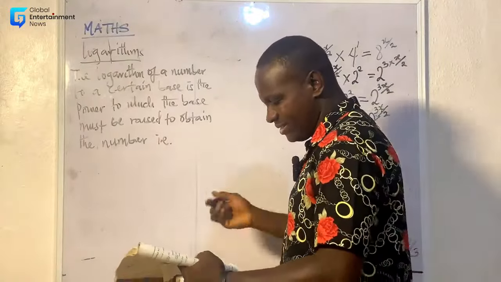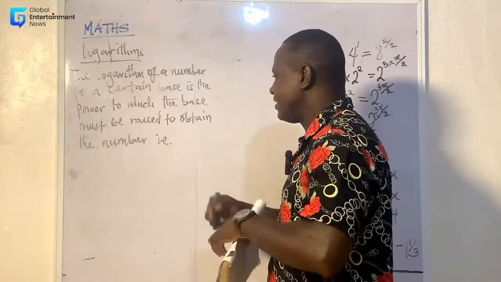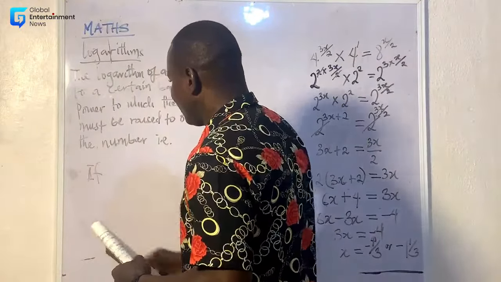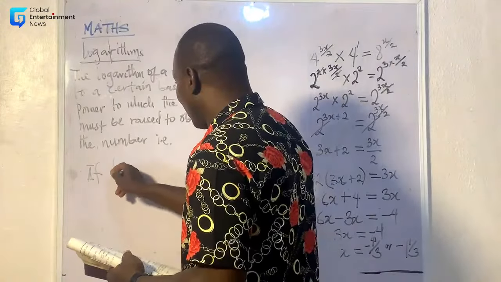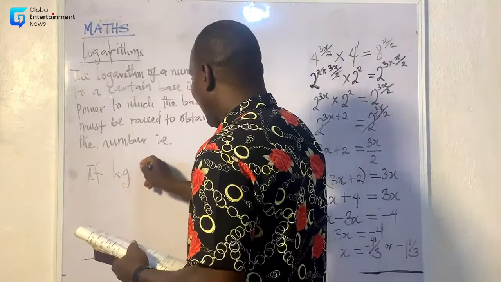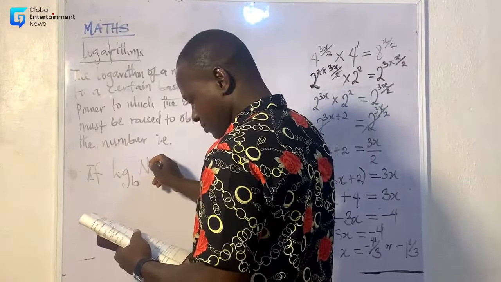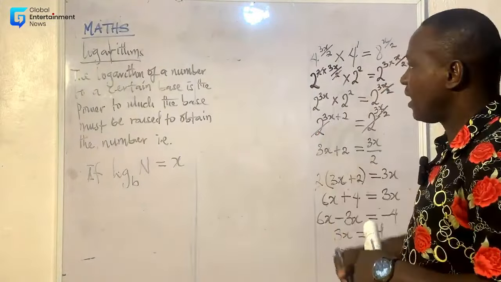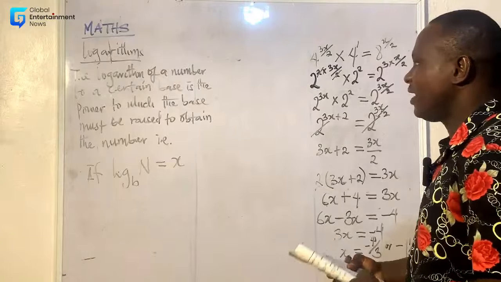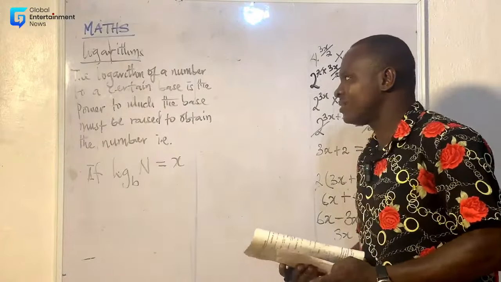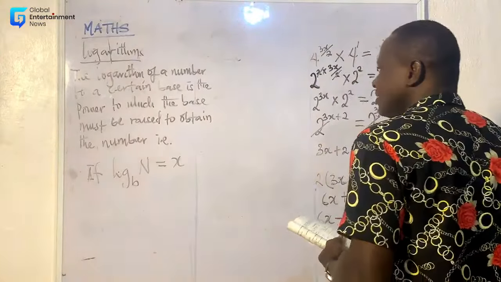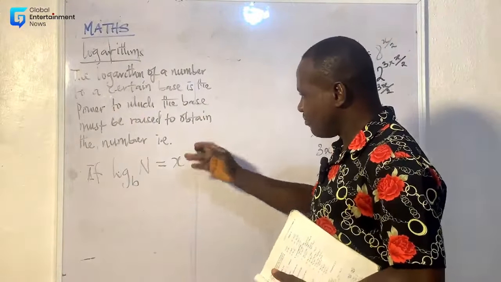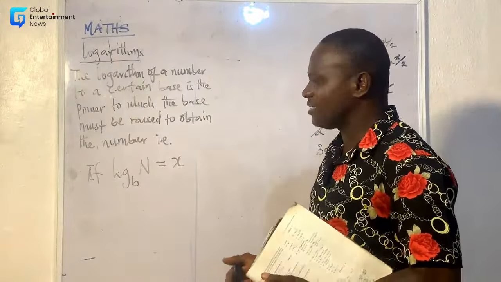Now, let me give you an instance. If we have log n base b is equal to x. And remember, according to the definition, the logarithm of a number to a certain base is the power to which the base must be raised to obtain the number.